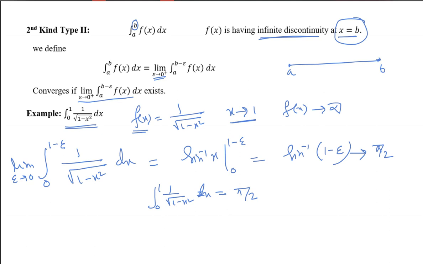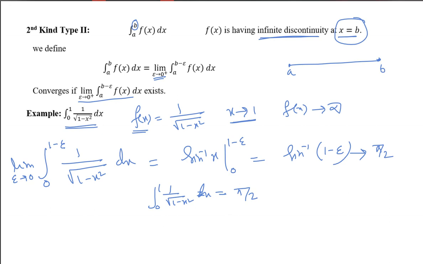Okay, so the thing is that in the second kind, you need to figure out the point of discontinuity, the point at which we have infinite discontinuity, and then we skip that point by using this epsilon. If it is the upper limit, then we subtract epsilon. If it is a lower limit, then we add epsilon.